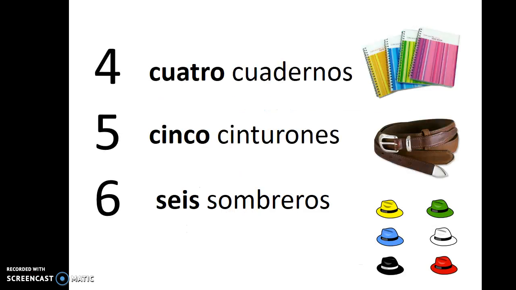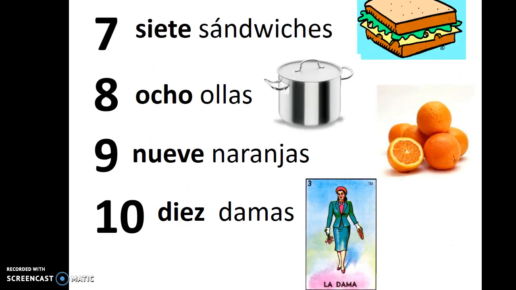We now have cuatro. Careful with the spelling of cuatro. It's not with a Q. That would be Italian. In Spanish we use a C. So cuatro cuadernos. Cinco cinturones. Seis sombreros. Remember, my pronunciation of the C's and the Z's is particular to Spain. In most other places in the world, including all of Latin America and Mexico, the preferred pronunciation is cinco cinturones. So it sounds exactly like an S in that case.